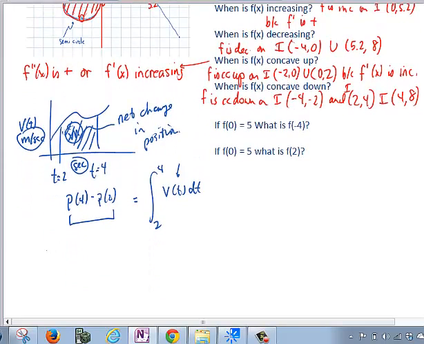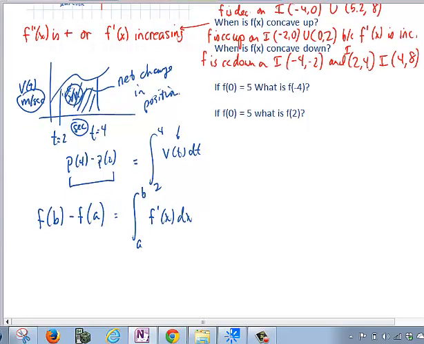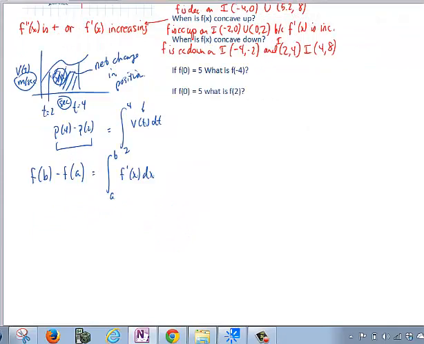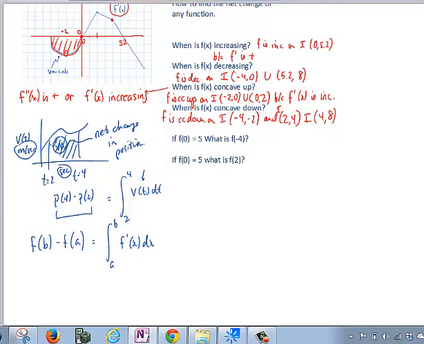I'm going to just rewrite this as the function at b minus the function at a is equal to the net change from a to b, or I'm sorry, the area from a to b underneath the derivative function. So we're going to use that to help us figure this problem out. So we want to find what we have.